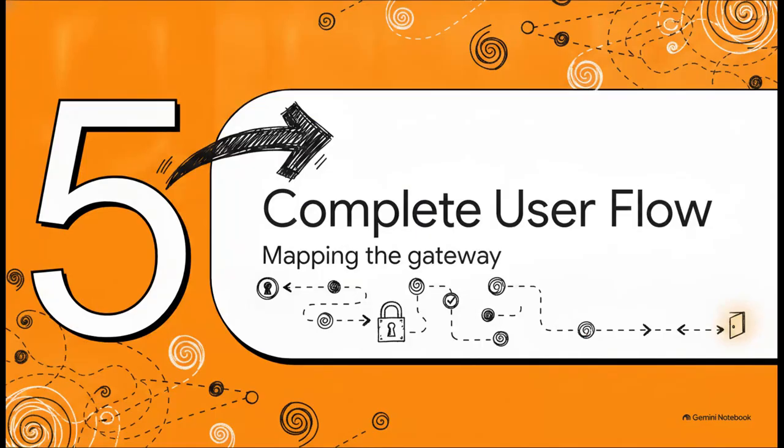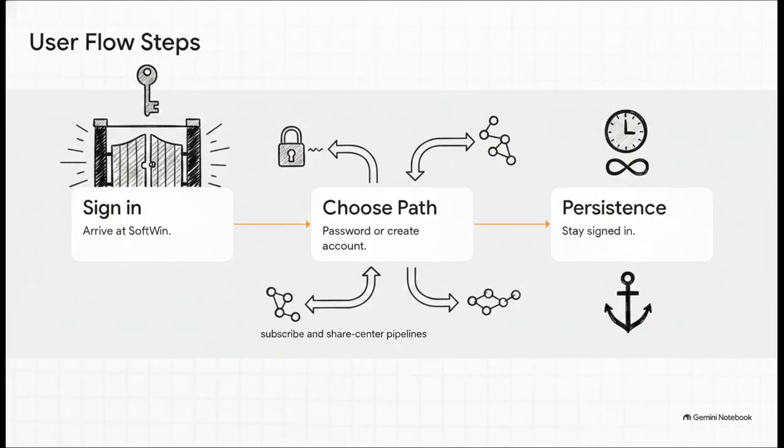Section 5, the complete user flow. Let's map out this gateway. Now that we've totally unpacked every hidden link and phrase, let's look at the whole chronological journey here. First, the arrival and anchoring. Second, that critical decision point. Authenticate with a password or route through Substack's subscribe pipeline to create a brand new account. And finally, setting that long-term session persistence. Three simple steps, driven by just a handful of words, but they orchestrate the entire entry experience.